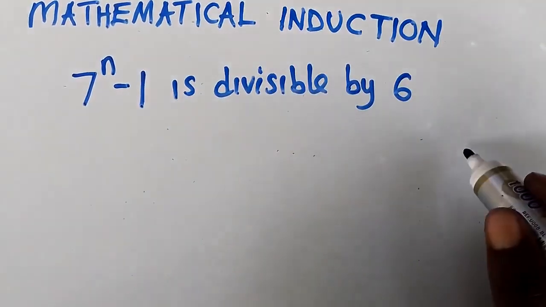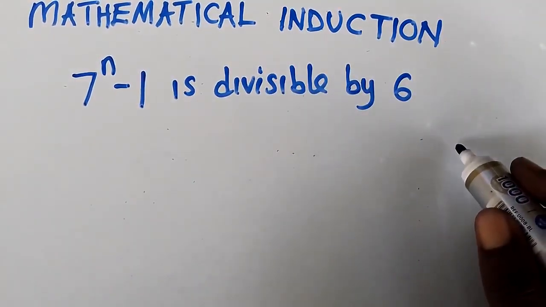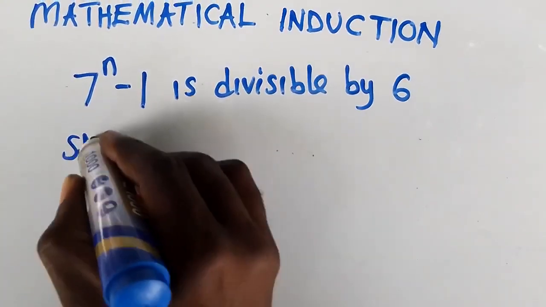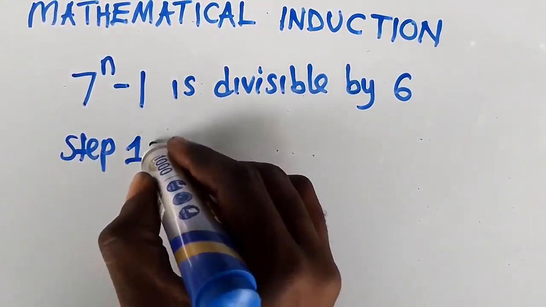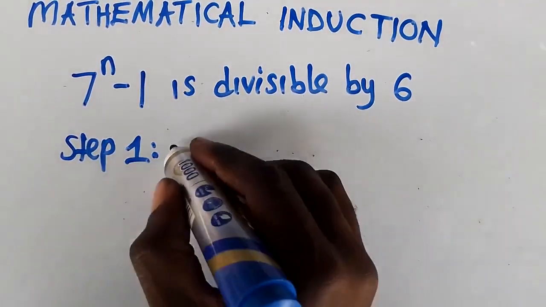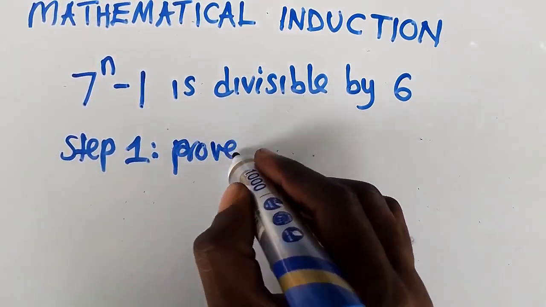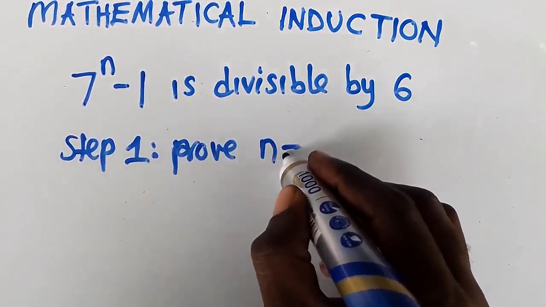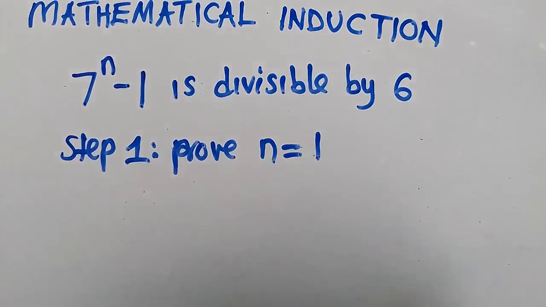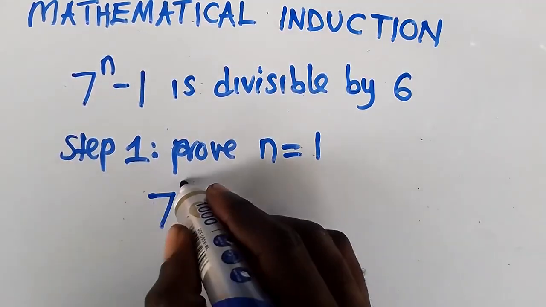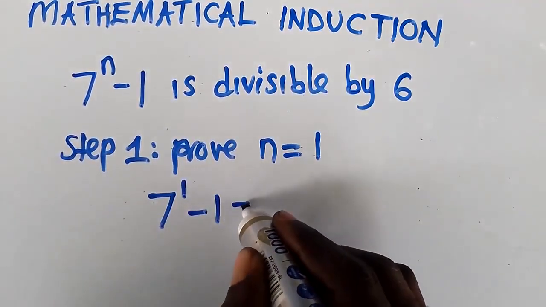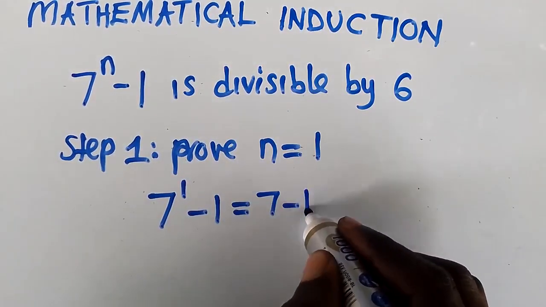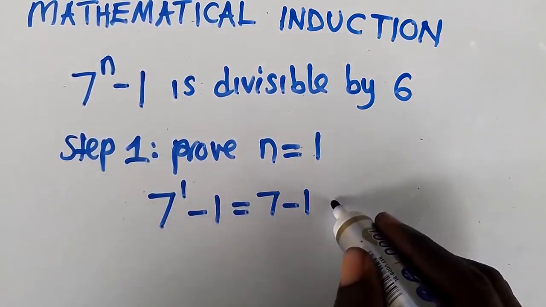So what is the first thing you are supposed to do? The first thing that you need to do, you say step 1. Step 1, you prove the statement is true for n is equal to 1. Where there is n, we are going to put 1. So 7 power 1 minus 1 is equal to 7 minus 1.